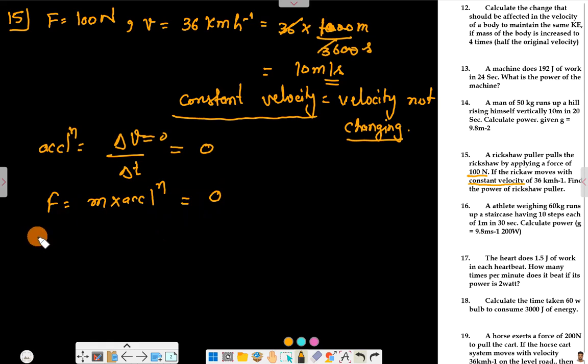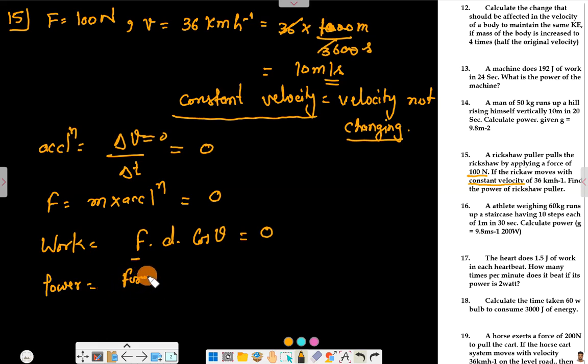Now going further, what is work? Work is force into distance into cos theta. If force is 0, then work is 0. And if work is 0, we know what power is. Power is work upon time. So if work is 0, then power is also 0.